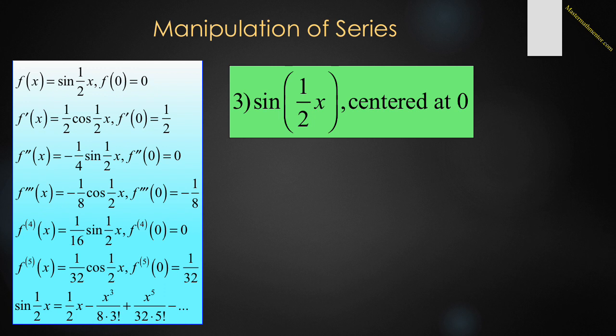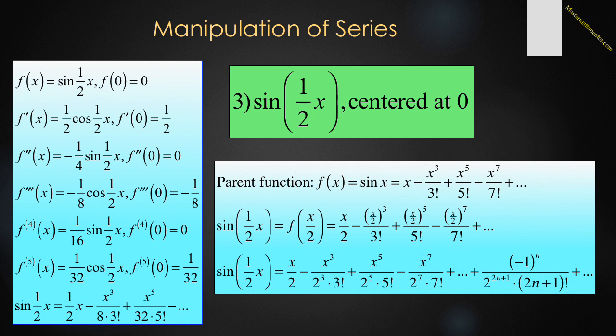So we can say that sine of 1/2 x is equal to 1/2 x minus x cubed over 8 times 3 factorial plus x to the fifth over 32 times 5 factorial minus dot dot dot. In the previous method, the derivatives were not difficult, so the procedure did not take up a lot of space and time, although with more difficult expressions it can. This method is far easier.